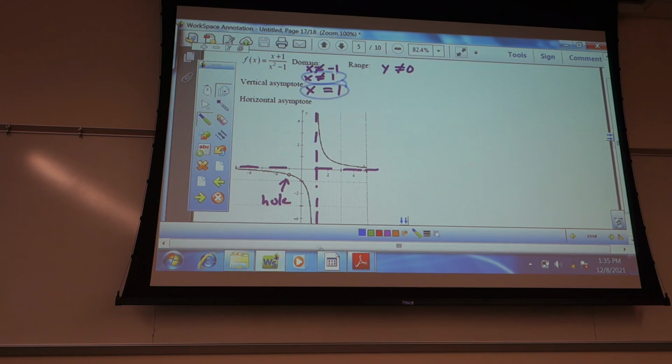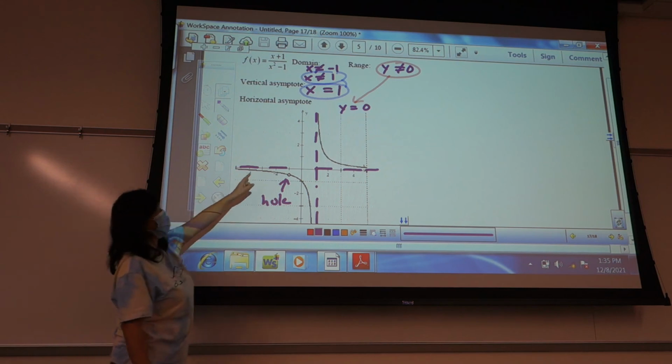These go together. Which means that my horizontal asymptote must be y equals 0. Right, the asymptote is what y cannot equal.